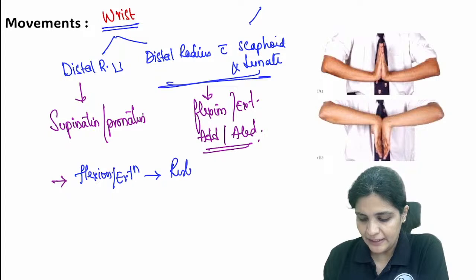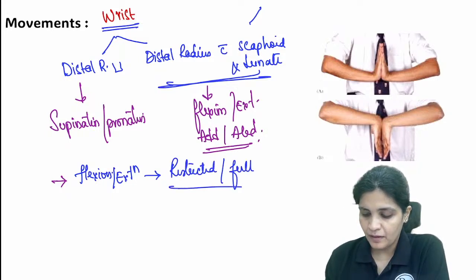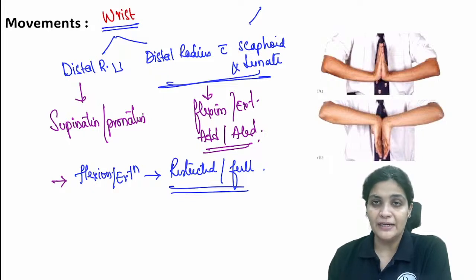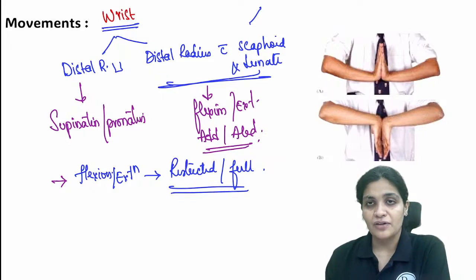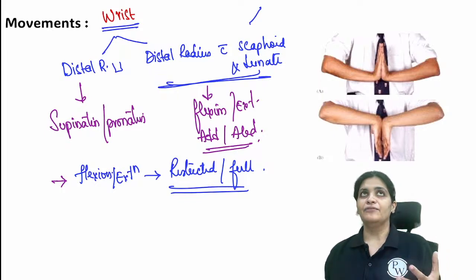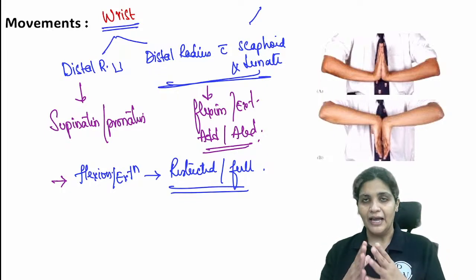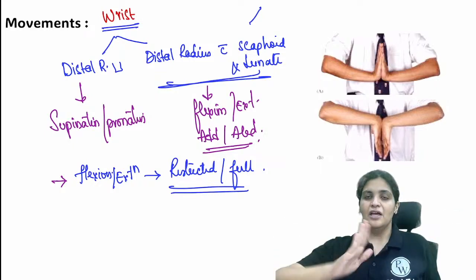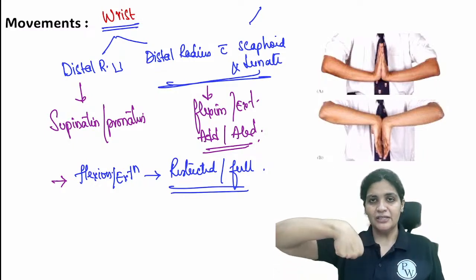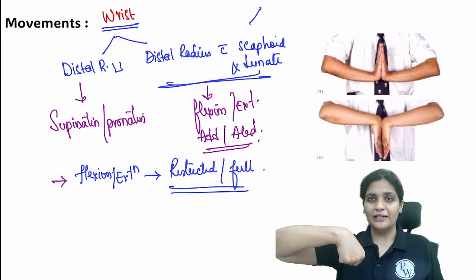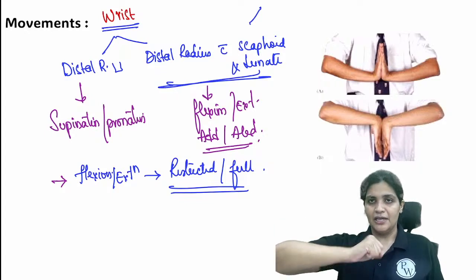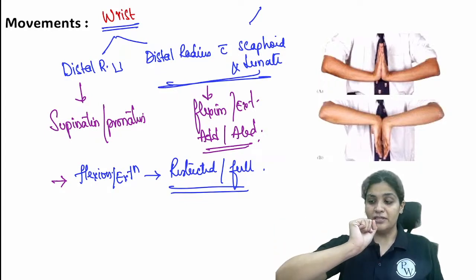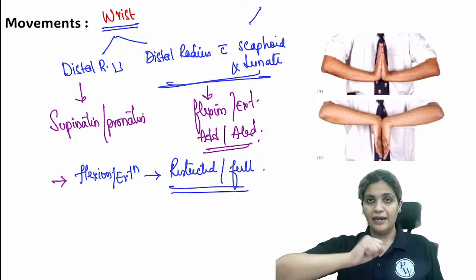Either it is restricted or it is full. Usually in case of a malunited fracture, you will find there is a restriction of dorsiflexion, right? In the wrist joint, similar to your ankle joint, this is dorsiflexion and this is palmar flexion. Don't get confused. And again, please remember this is dorsiflexion and this is palmar.